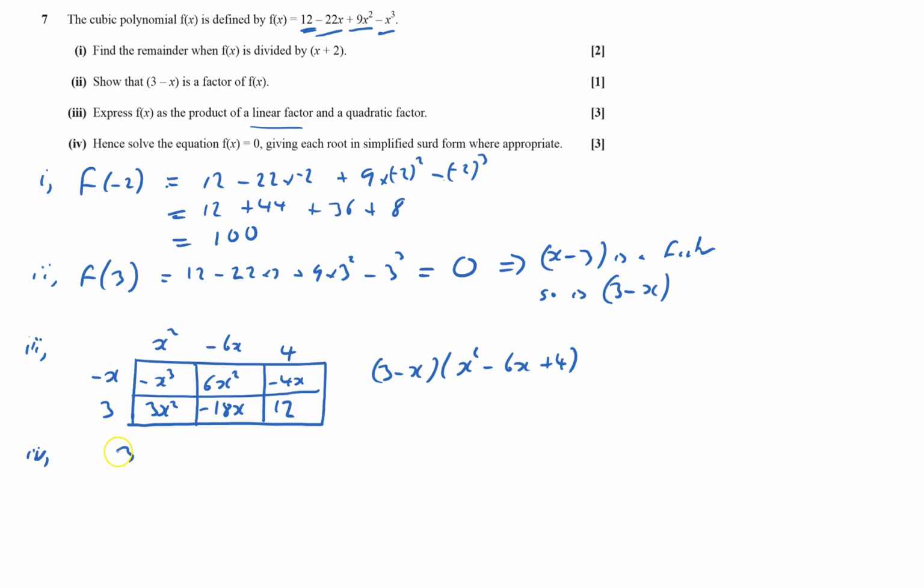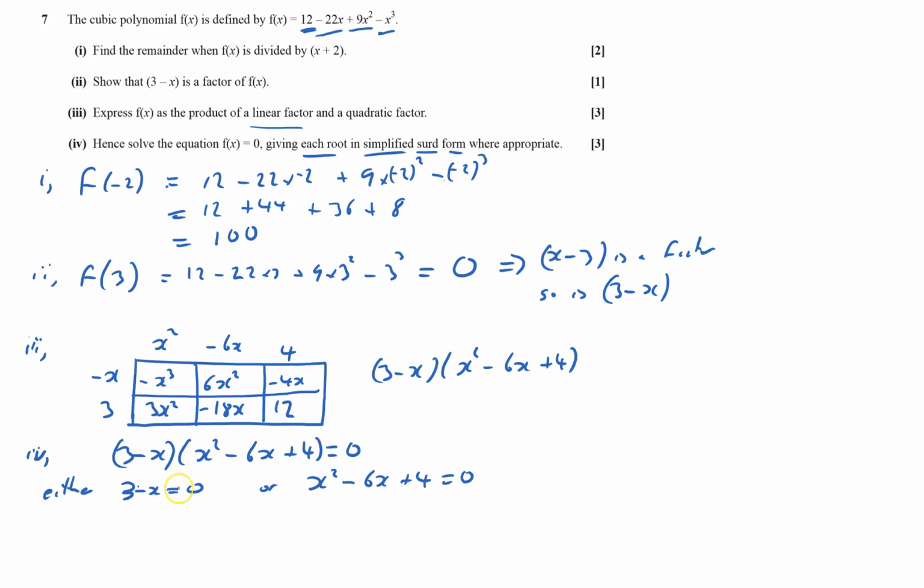Part 4. Hence solve that equation. I've got 3 minus x times by x squared minus 6x plus 4 equals 0. Giving each root in simplified surd form where appropriate. Rather hints to me that there might be some simplified surds involved, once I simplified them. I've got something times something equals 0. I will either have 3 minus x equals 0 or x squared minus 6x plus 4 equals 0. Let's add x to both sides. That'll be x equals 3. That's one root.